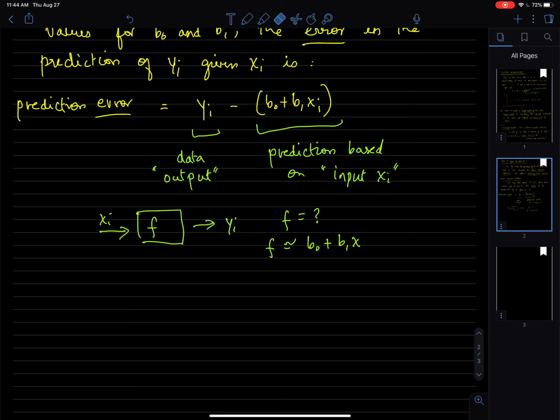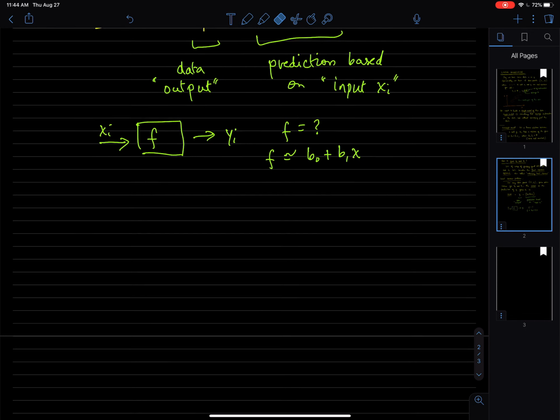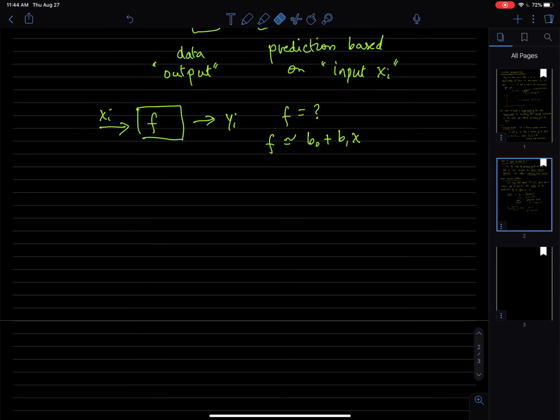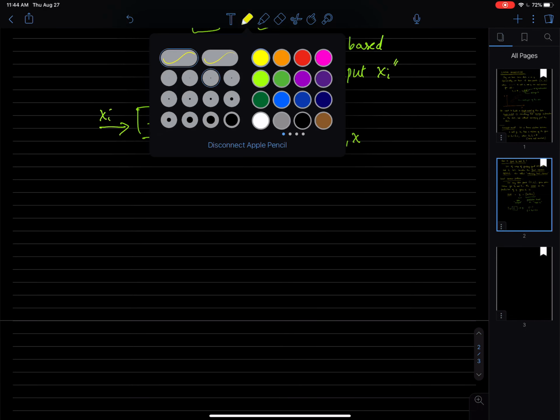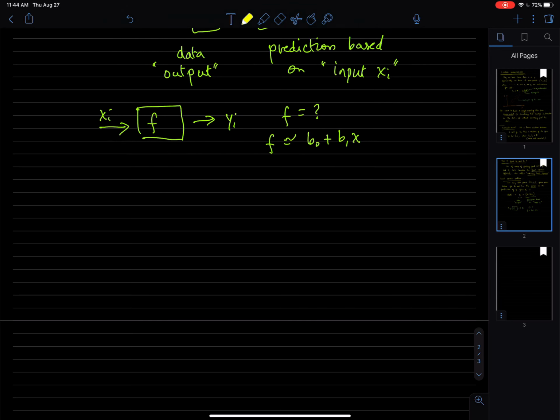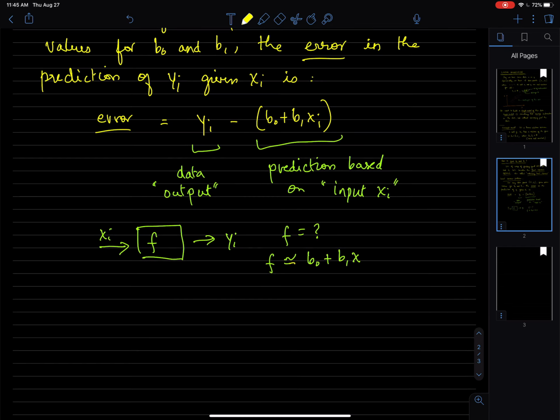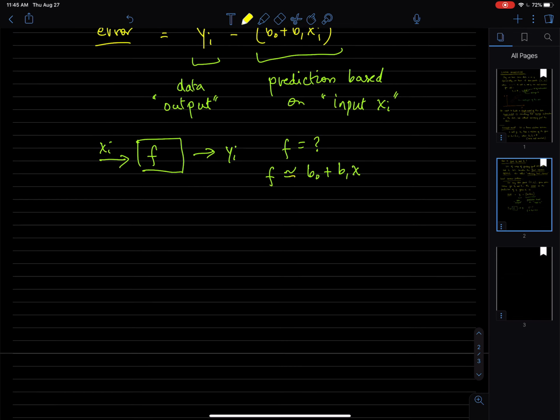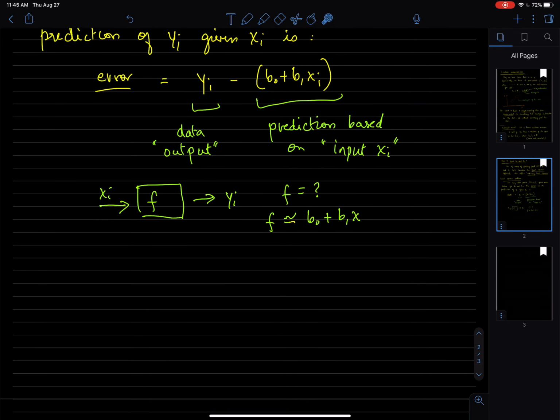Sometimes, I'm going to erase this for now, but let's just call this error. Now, how do we find B0 and B1? We are back to this problem. We say that we find B0 and B1 in a manner that this error is as small as possible.